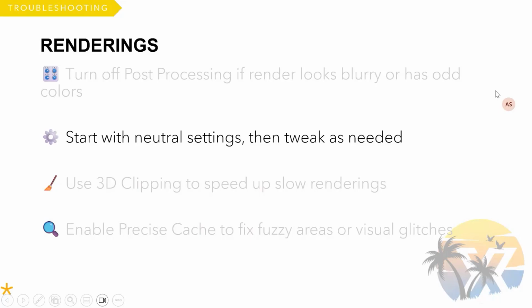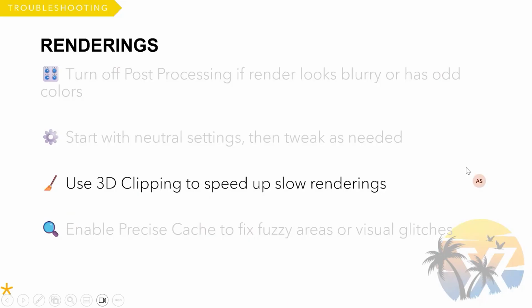Next tip we have is to begin with neutral settings and then try to make small adjustments as needed. Starting simple often gives you a nice clean baseline, and then you can start to make little adjustments that will improve or maybe degrade the image just depending on what you select. So it allows you to kind of understand what adjustments have been made.